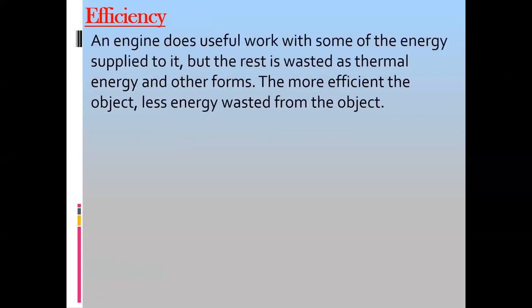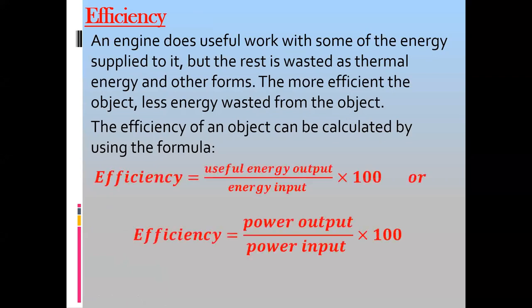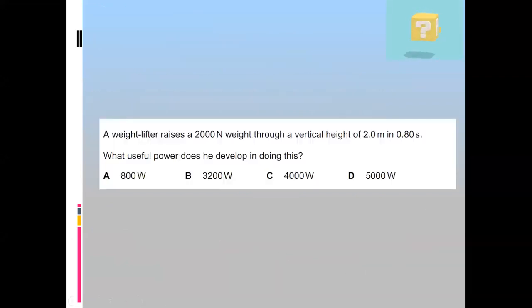Then efficiency. It's a comparison of the useful energy output divided by total energy input, or the useful power output divided by total power input, times 100. In this example, a weightlifter raises a 2000 Newton weight through a vertical height of 2 meters in 0.8 seconds. What is the useful power he developed?